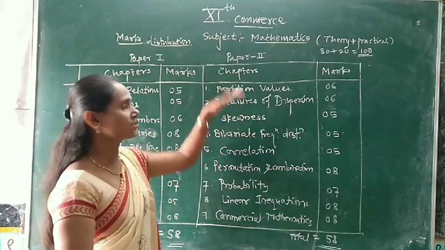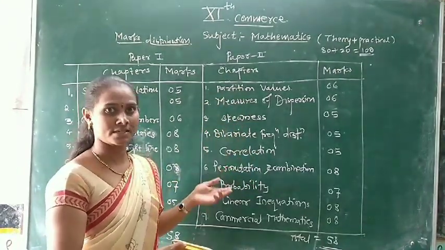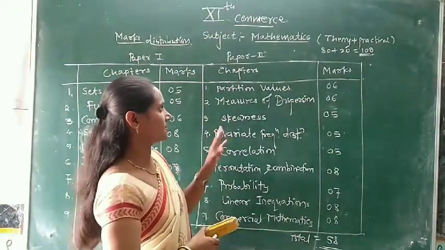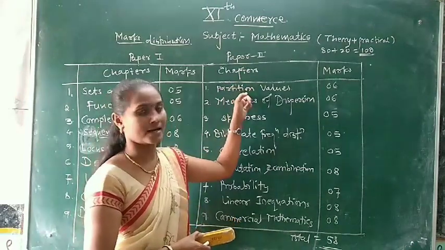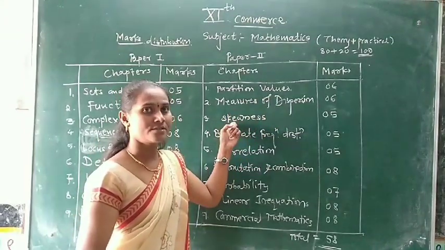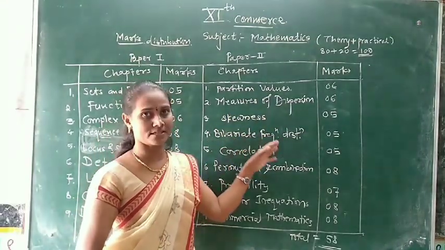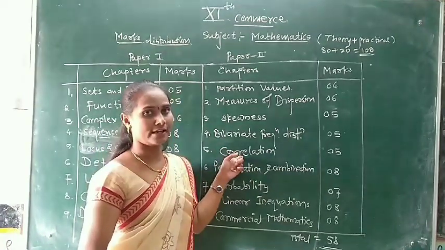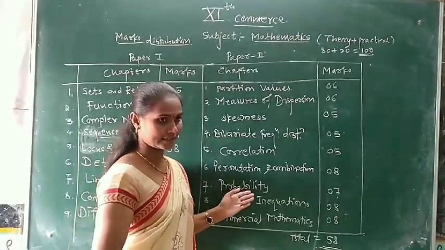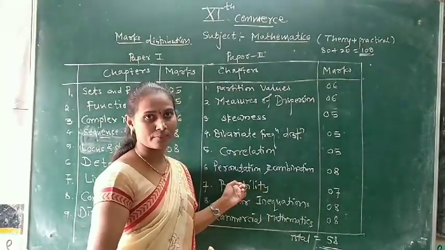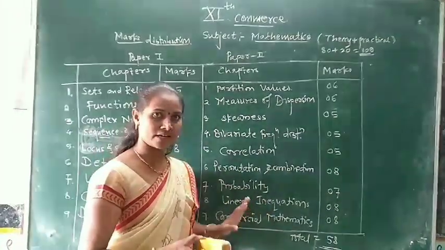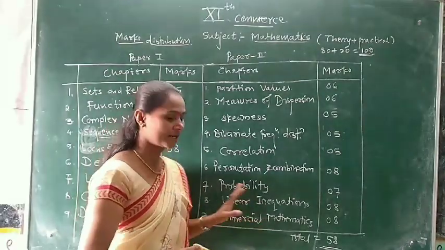Now what is our paper second? Paper second is commercial mathematics, a very interesting subject which we have to study this year. The first chapter in paper second is partition values. The second one is measures of dispersion. Third is skewness. Fourth is bivariate frequency distribution. Fifth is correlation. Sixth is permutation and combination. Seventh is probability, which all of you know; we have already studied probability. Next is linear equation, which is also a very easy chapter. And the last chapter is commercial mathematics.